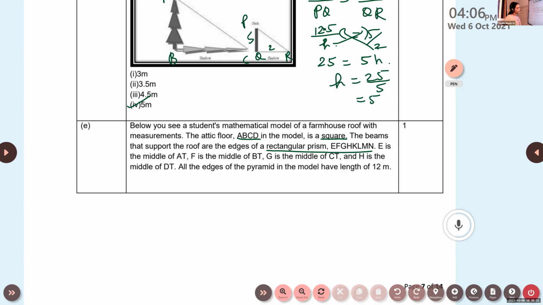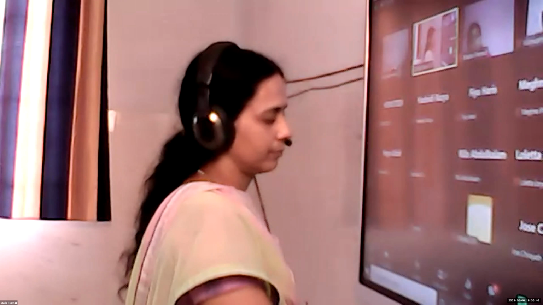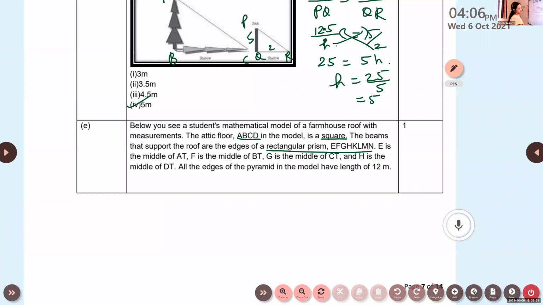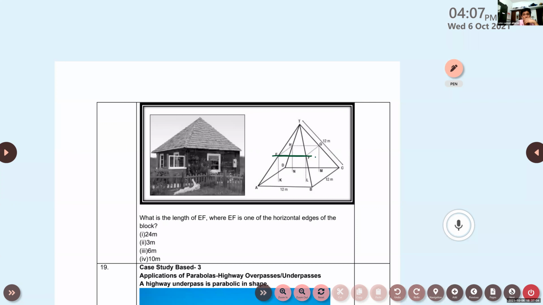How to do this? Is it okay? Ratio is not given. So which concept you have to use here? BPT. Yes, very good. We have to use BPT. So based on BPT, what will be the answer? Yes, children, all of you turn on your video. What is the length of EF?